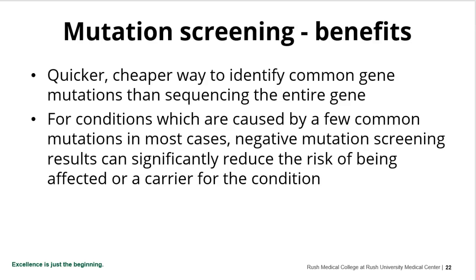So mutation screening benefits. It's quicker, cheaper. You can look for common mutations when we're doing population screening. A lot of times when somebody's pregnant, they do carrier screening. And if they're a carrier for something, then they really look carefully at the other spouse. But if they're not a carrier, then we don't necessarily look at the other spouse.